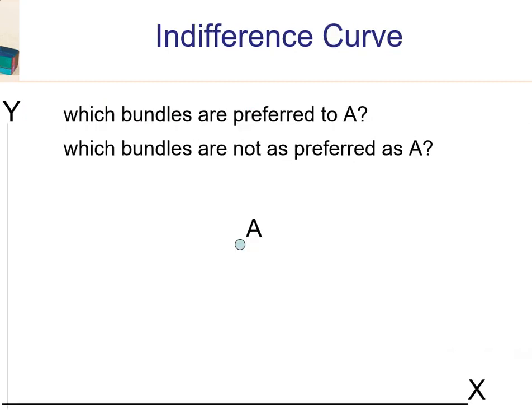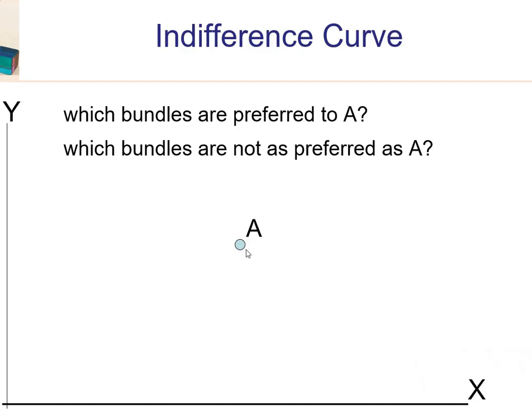We've sketched 2 goods on these axes. We have good Y on the vertical and good X on the horizontal. And let's consider this bundle A, which has some of both of these goods. The question is, which bundles are going to be preferred to A?